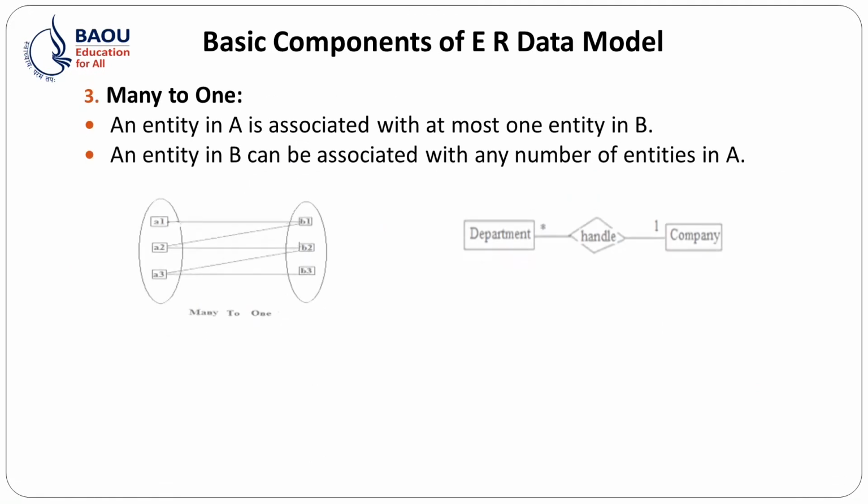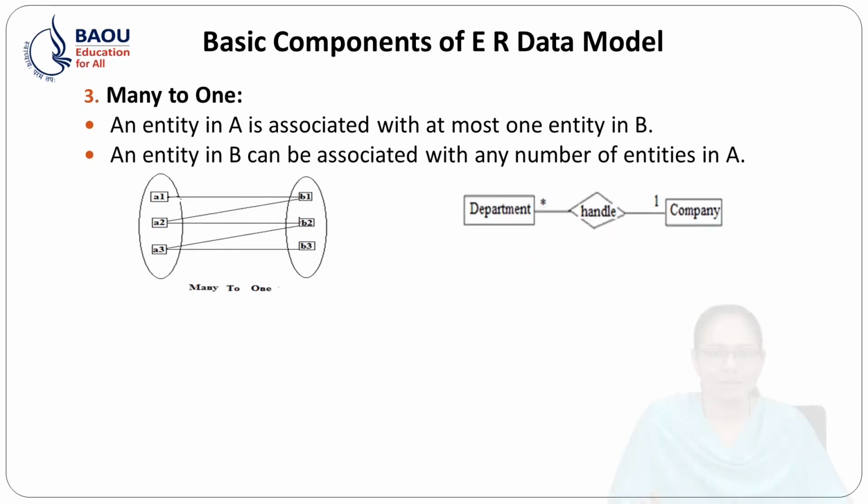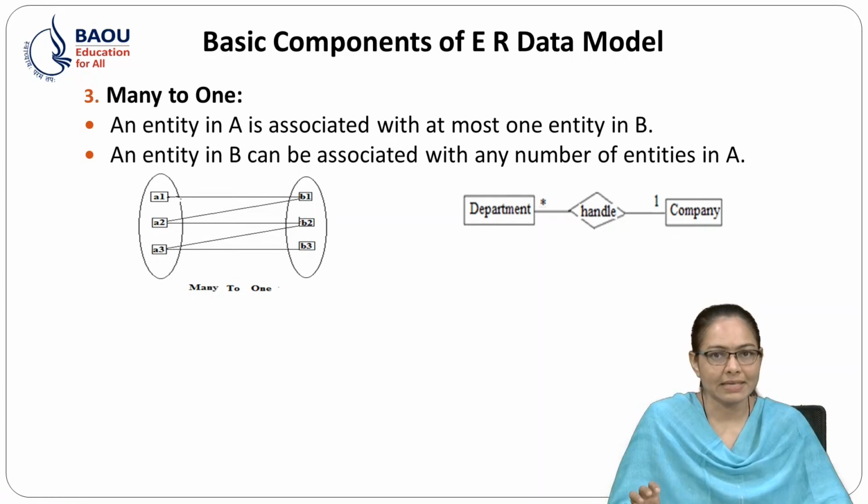Now, many to one relationship. The entity in A is associated with at most one entity in B, and an entity in B can be associated with any number of entities in A. For example, here many departments handled by one company is called a many to one relationship.